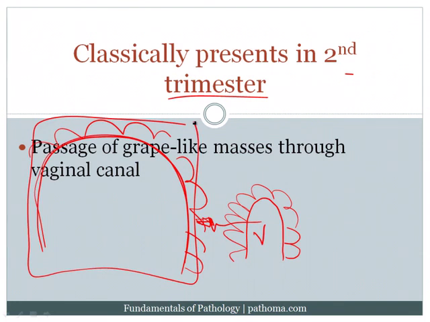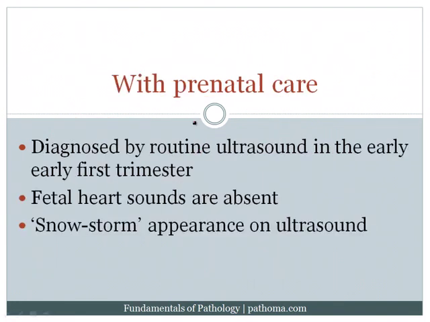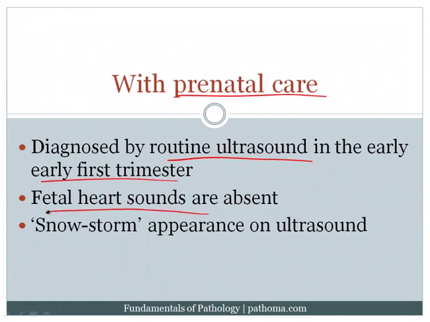and that's why the patient's passing these grape-like masses. Now, more commonly in the West, where there might be prenatal care, the patients wouldn't be diagnosed by the passing of grape-like masses, but instead they would undergo routine ultrasound in the early first trimester. And what would be found is that there is no baby, so the heart sounds would be absent, and instead you see all of these grape-like masses on ultrasound, and those grape-like masses, because they're full of fluid, produce this white and black sort of discrepancy between where the masses are and what's in between the masses, and that's called a snowstorm appearance. So that's a classic finding on ultrasound when there is prenatal care.